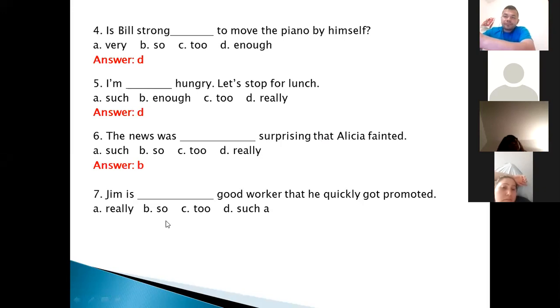Jim is such a good worker that he quickly got promoted. But we have "that." So it's not "so good worker." He's such a good worker that he quickly got a promotion. Such a good worker: adjective and noun. So we say "such" and "that."